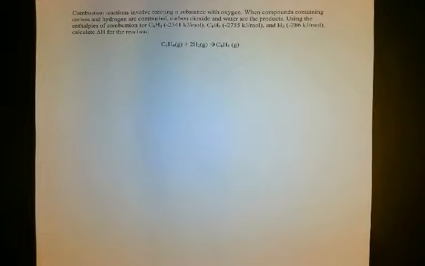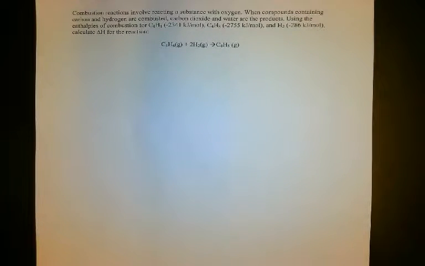So it says, combustion reactions involve reacting a substance with oxygen. So they're kind of giving away a little bit what a combustion reaction is. When compounds containing carbon and hydrogen are combusted, carbon dioxide and water are the products. So again, they basically just told you what to write. Using the enthalpies of combustion for C4H4, C4H8, and H2, calculate the change in enthalpy for the reaction.